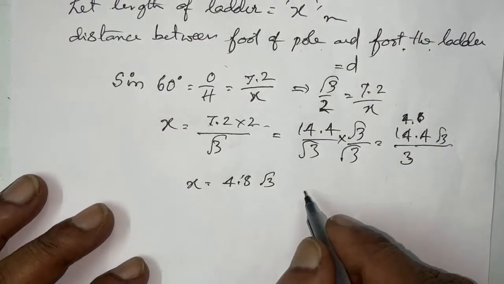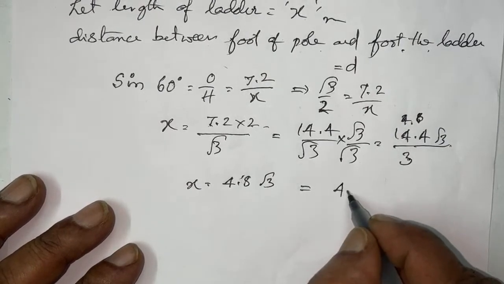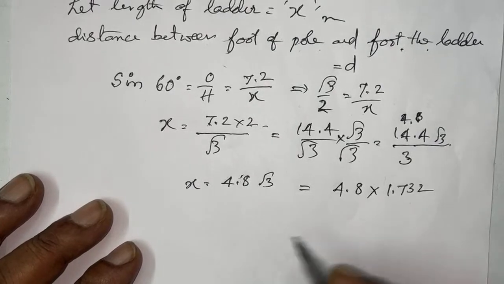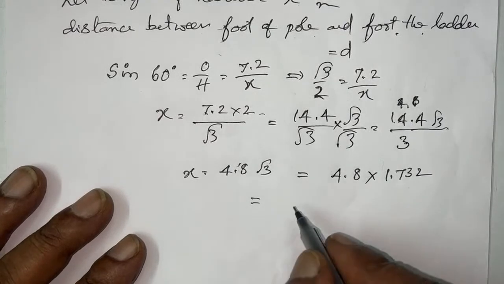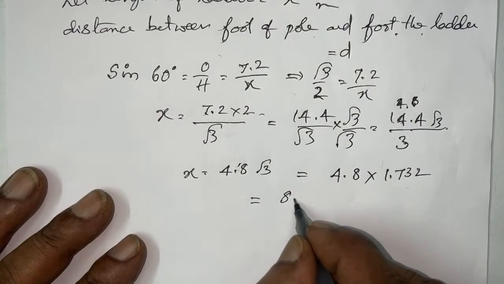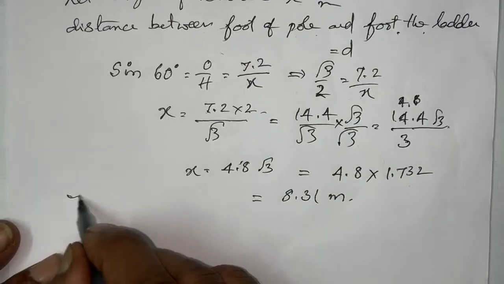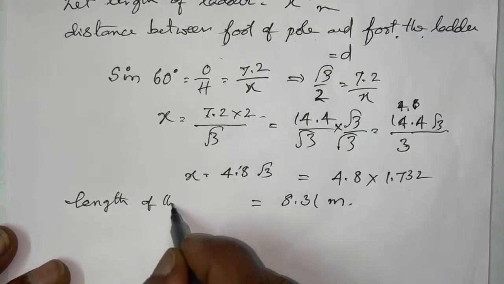4.8 root 3 means it is equal to 4.8 into 1.732. After calculation we are going to get 8.31 meters as the length of the ladder.